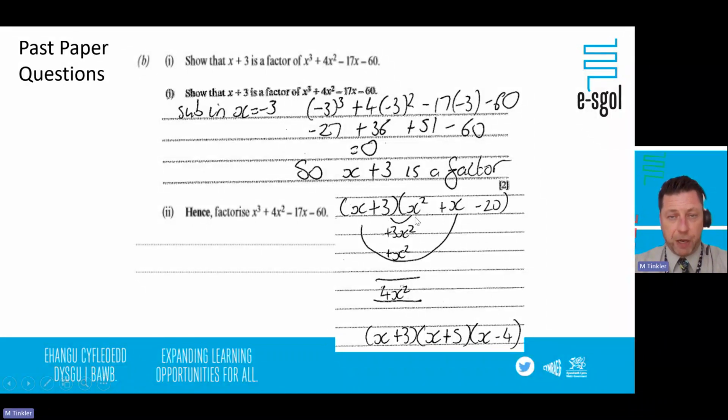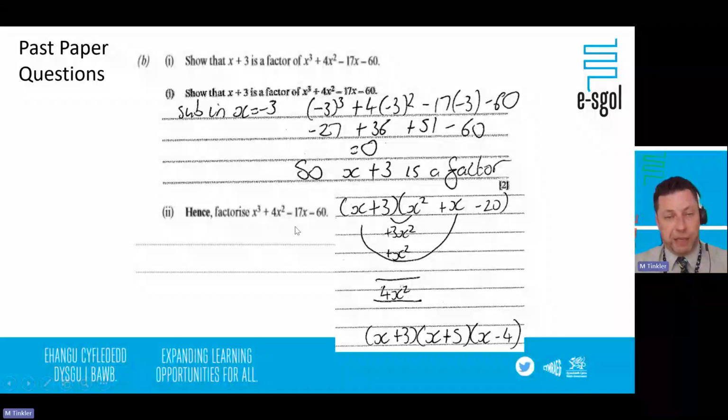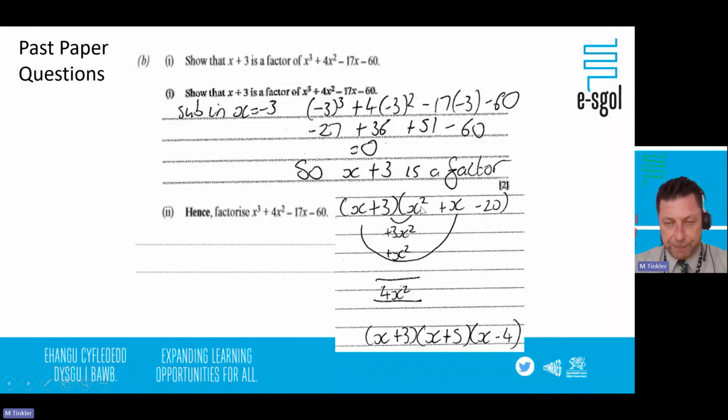As I said at the start, I generally do the x squared terms. That gives me 3x squared, but I want 4x squared because the question says 4x squared. So I now do plus x squared. 3x squared plus x squared is 4x squared, and that works.